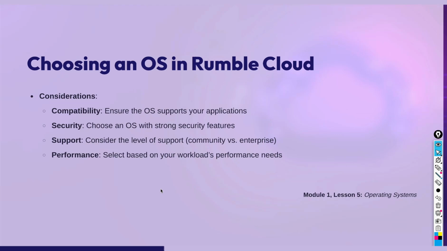Then we have performance. So choose an OS that can efficiently handle your workload requirements and optimize your resource usage. So select based on your workload's performance needs. Rumble Cloud, again, offers a wide range of operating systems, so you shouldn't have any trouble finding one that allows you to select the best fit for your specific needs and your use case.